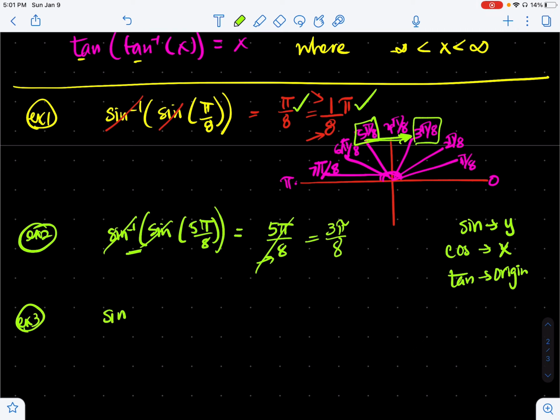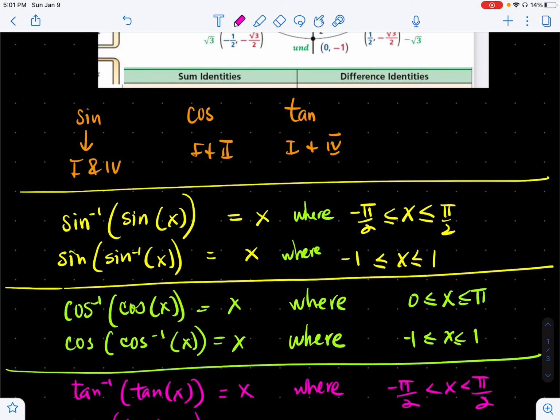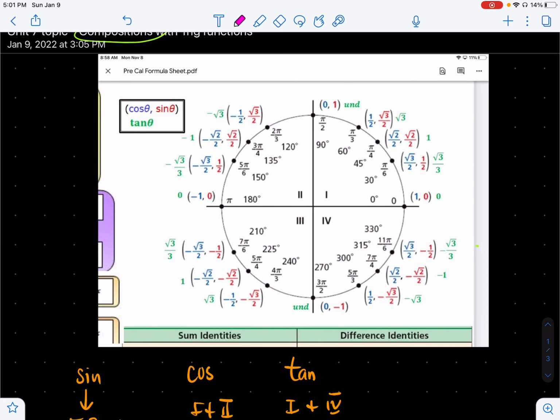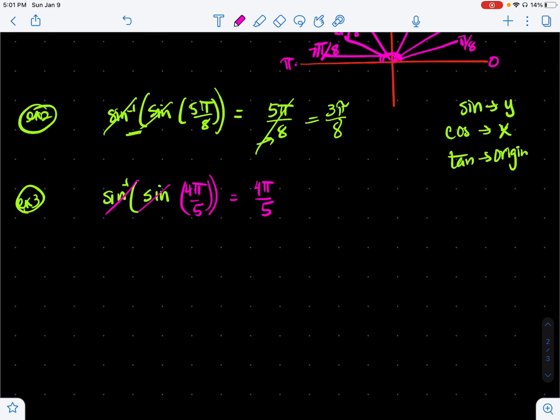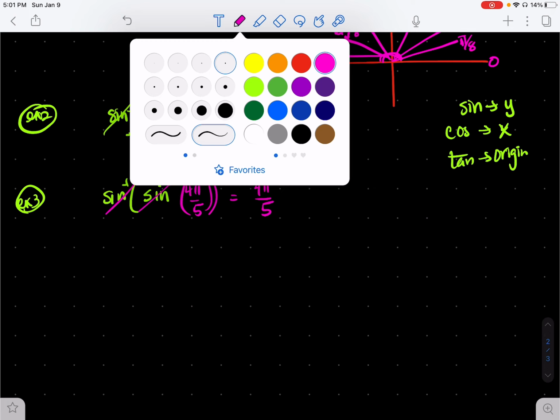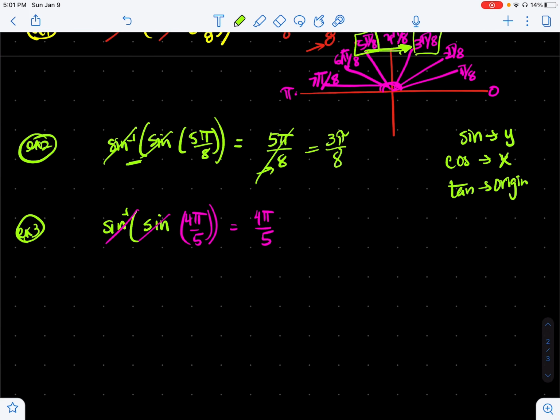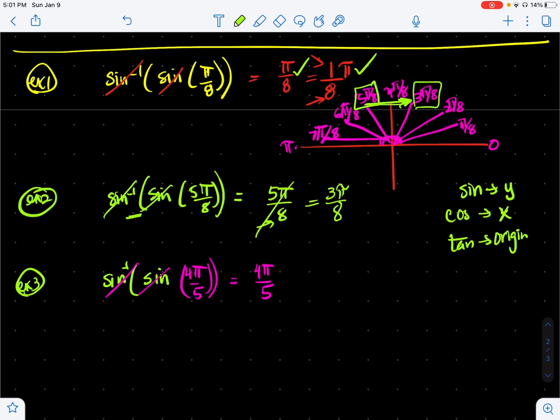Sine inverse. It's a sine. Let's make it 4 pi over 5. And that cancels. 4 pi over 5. Let's go check. Is that angle on the chart? 4 pi over 5 is not on the chart. Where will this be? Without drawing it, I know it is going to be in the second quadrant, but since I just taught you it, let's do it. How do I locate this angle?